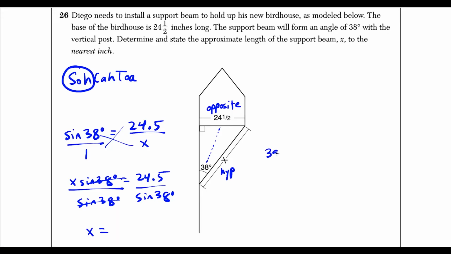So the calculator told us 39.79459651. But what we need to do here is round to the nearest inch. So if we round to the nearest whole number, notice we have a 7, which is bigger than 5. So we're going to round this to 40 inches. And this is our solution to question 26.